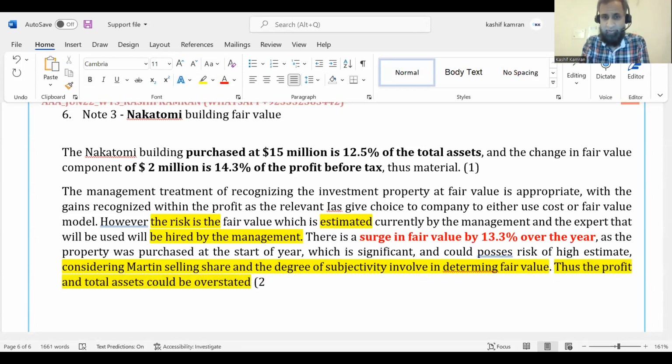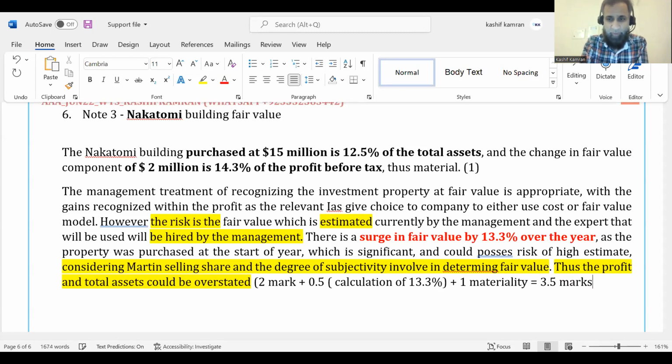2 marks, 2 marks we have for every risk, plus 0.5 marks for the calculation of 13.3%, because that was a separate value identified. So you are getting that plus 1 mark for materiality. So in total, you're fetching 3.5 marks here as well.